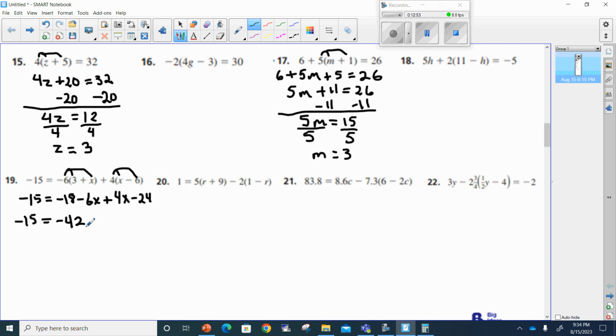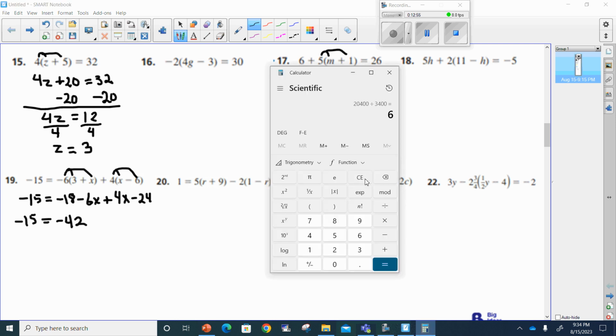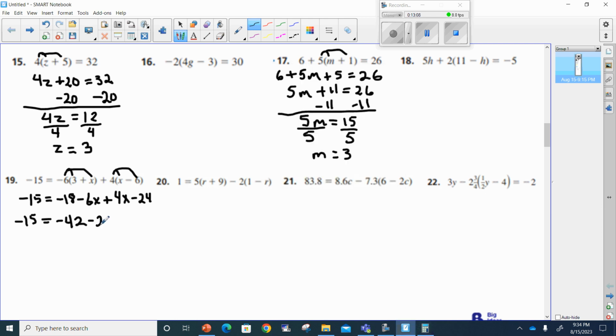I'm going to double check with my calculator just to make sure I don't make any mistakes. 18 plus 24 equals 42. And then 6x, negative 6x, and 4x is going to give me negative 2x. Remember, when my signs are different, I find the difference. Difference is the answer to a subtraction problem. So that means I take the big number minus the small number. 6 minus 4 is 2, and keep the sign of the big number, negative.